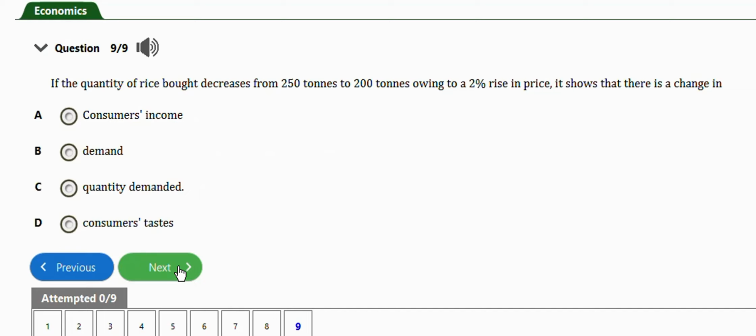Last question for this video says if the quantity of rice bought decreased from 250 tons to 200 tons owing to a 2% rise in price, it shows that there is a change in consumers' income, demand, quantity demanded, or consumers' taste. The right answer is that it shows there is a change in quantity demanded. Option C.